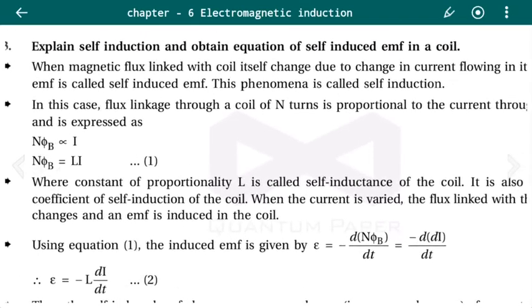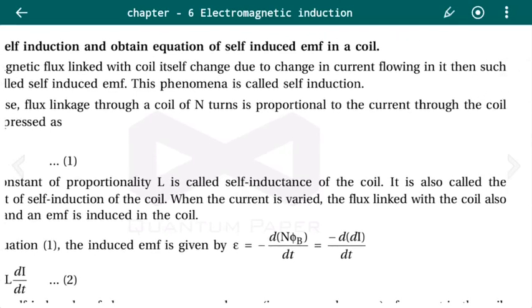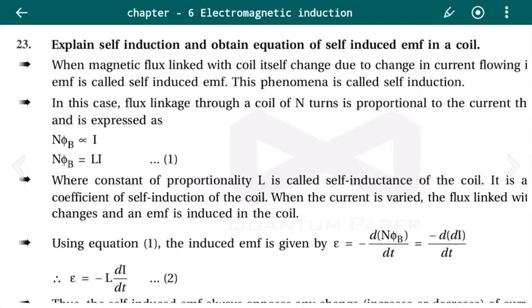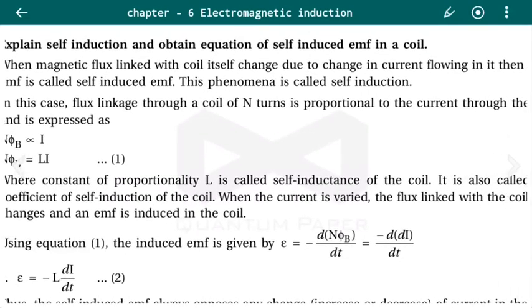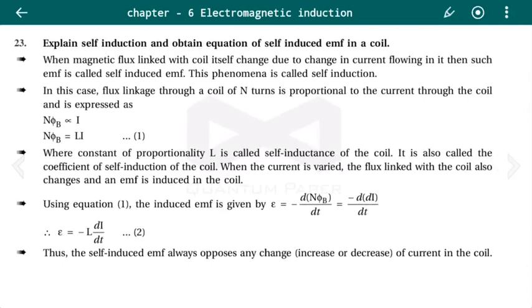When the magnetic flux linked with a coil itself changes due to a change in the current flowing in it, then such EMF is called self-induced EMF. This phenomenon is called self-induction.